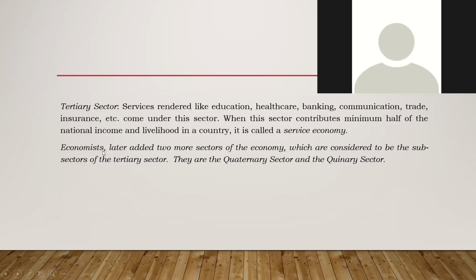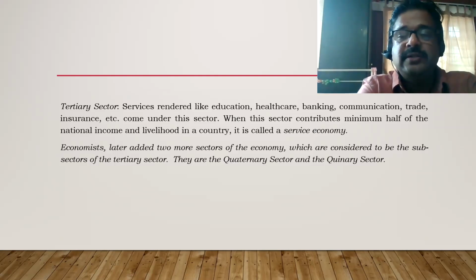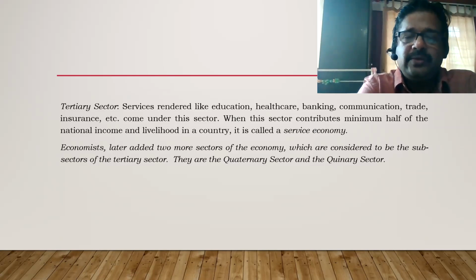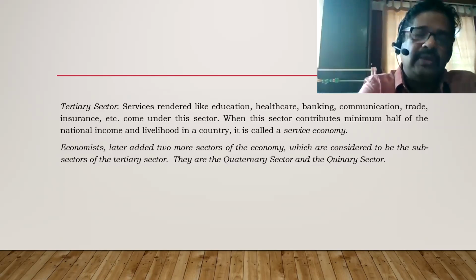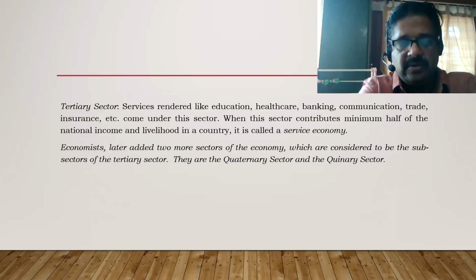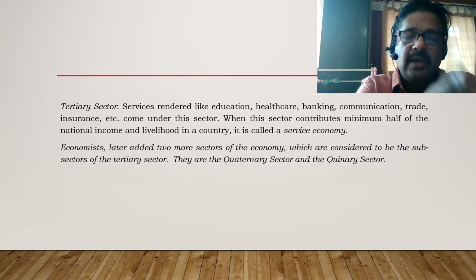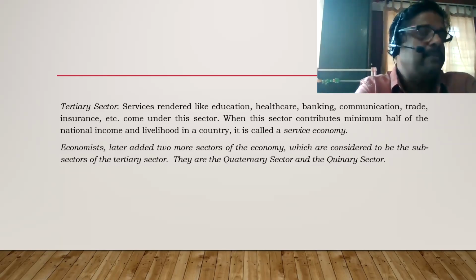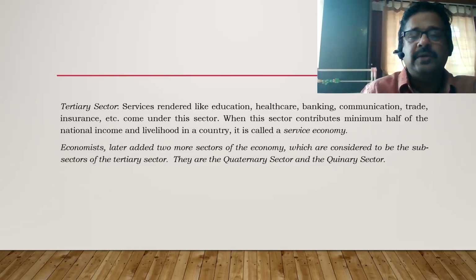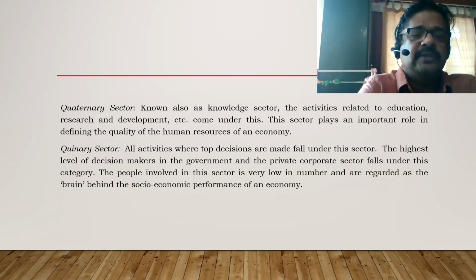Now, economists later added two more sectors of the economy, which are considered to be subsectors of the tertiary sector. They are the quaternary sector and the quinary sector. Traditionally, there were only three sectors: the primary sector, the secondary sector, and the tertiary sector. And of late, economists have added two more sectors to the tertiary sector. Actually, these two sectors are considered to be subsectors of the tertiary sector. Now let us discuss what the quaternary sector and the quinary sector are.